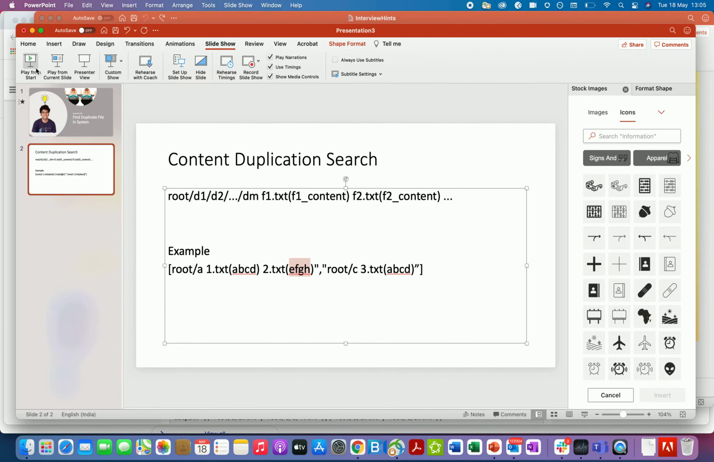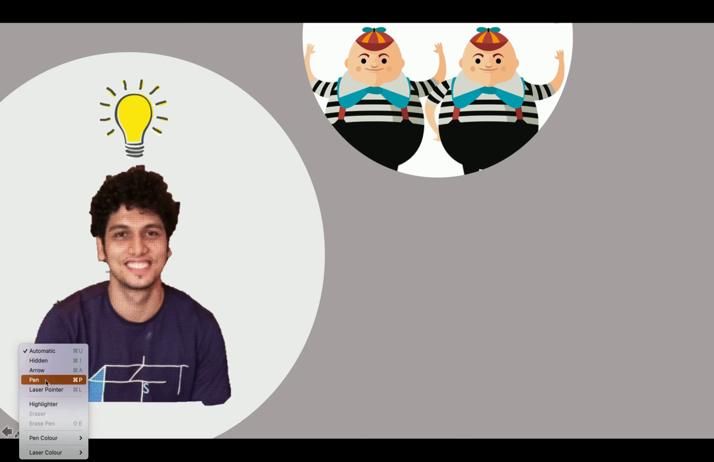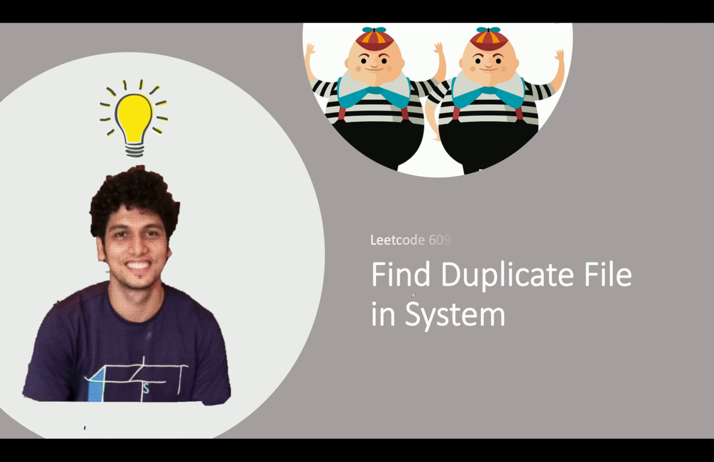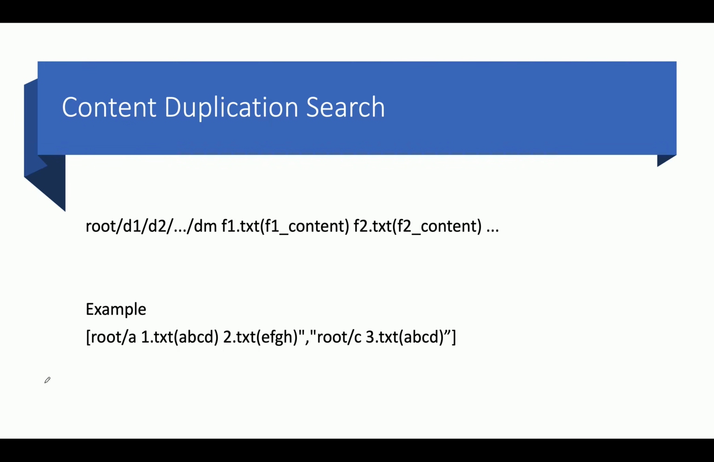So let me just start the slideshow. Let me just take a pen here. It's a fairly simple question and I hope most of you will be able to do it by yourself. We are given files along with its content and its file path. We need to identify which files have a similar kind of content and print its file paths wherever duplication is happening. So let's understand the format in which the file content and the file path is given to us.